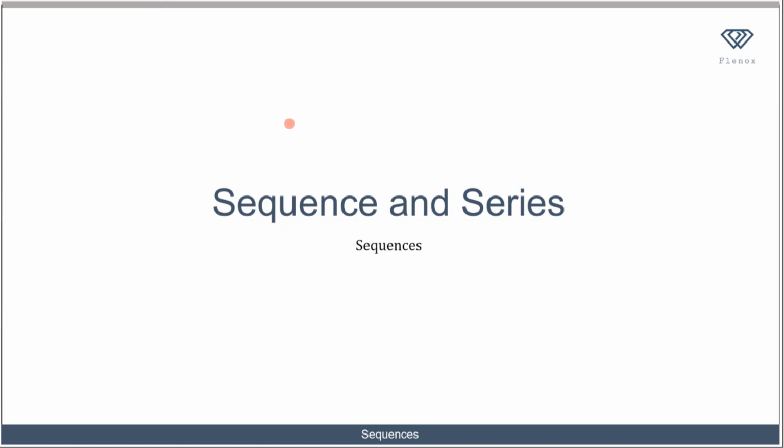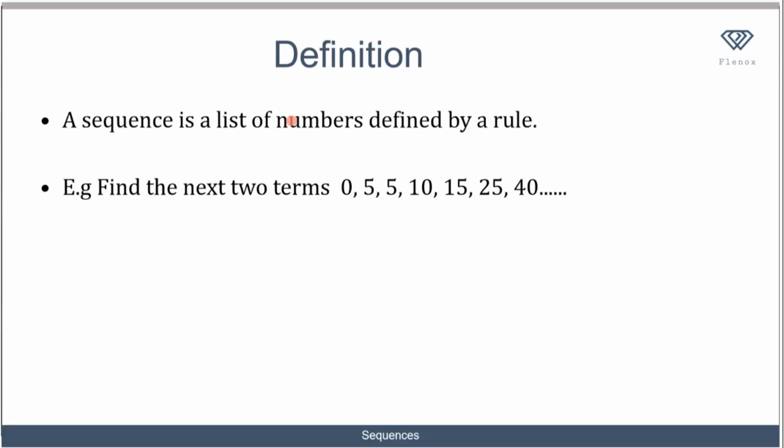So now we'll be talking about sequences. So what is a sequence? A sequence is a list of numbers defined by a rule. And what do I mean by this?